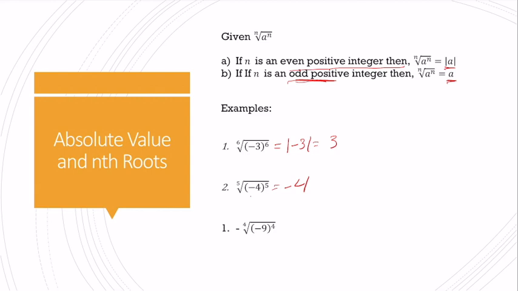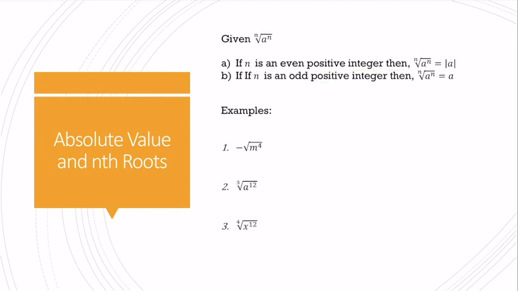Okay, if I have negative fourth root of negative 9 to the 4th, this is going to give me a negative. This is even, so I'm taking the absolute value of negative 9. That gives me negative. The absolute value of negative 9 is a positive 9, so my answer is going to be negative 9.